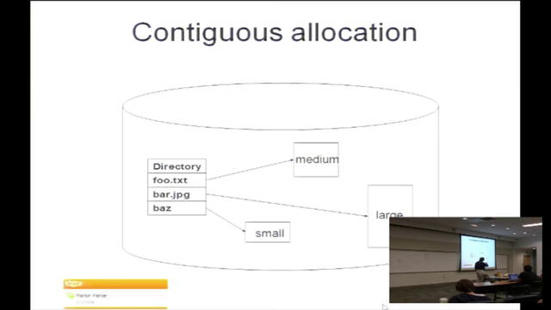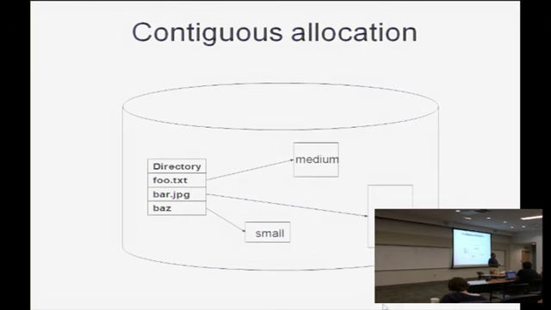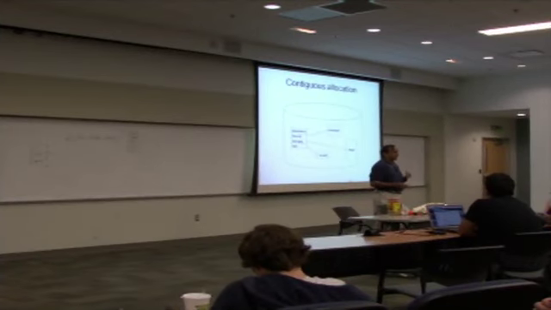So you've got a directory, a bunch of files in it, and in contiguous allocation, what we're saying is we're going to split this world into small-sized files, medium-sized files, and large-sized files. Remember the allocation policy, a memory allocation policy called fixed partitions? Remember that? Okay. How did we do that in fixed partitions?